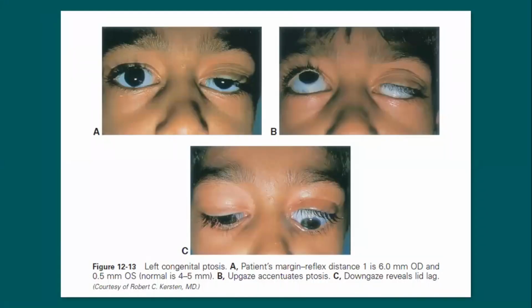Here, another photo from the American Academy about lid lag on down gaze. As I said before, this is a dynamic test. Lid lag on down gaze is a dynamic test. You ask the patient to look up and then look down, and you will find lagging of the upper eyelid. You see, it's not covering the globe as on the other side. There's lagging of the upper eyelid.